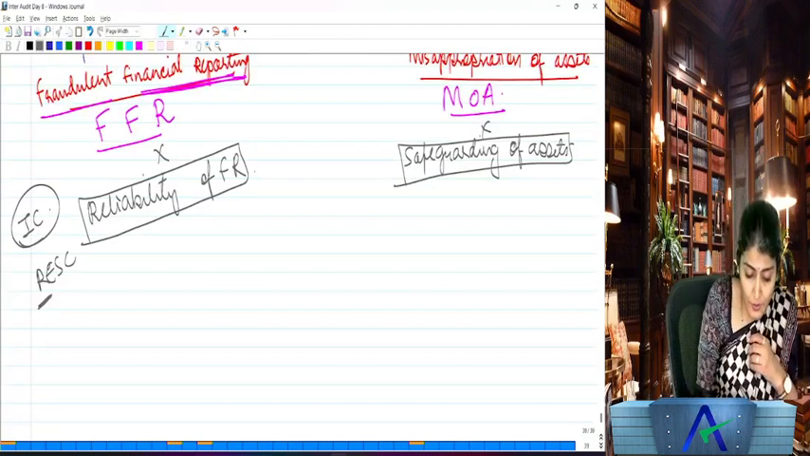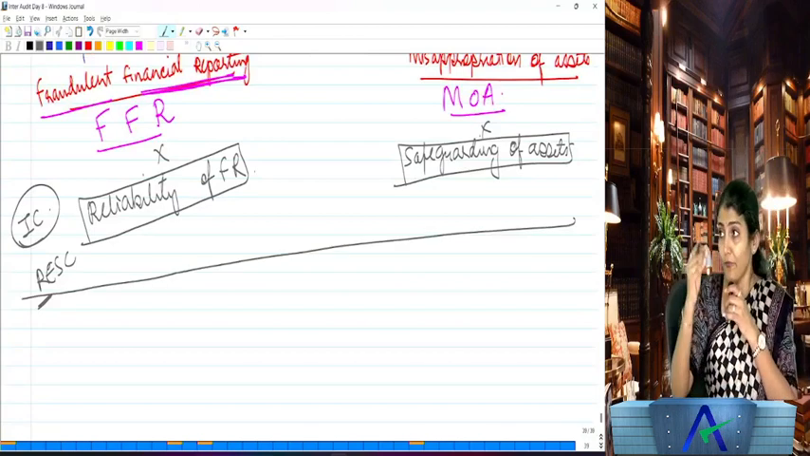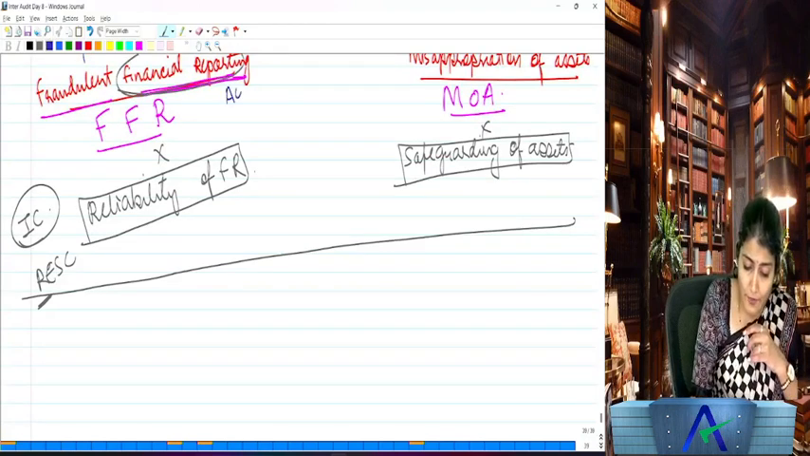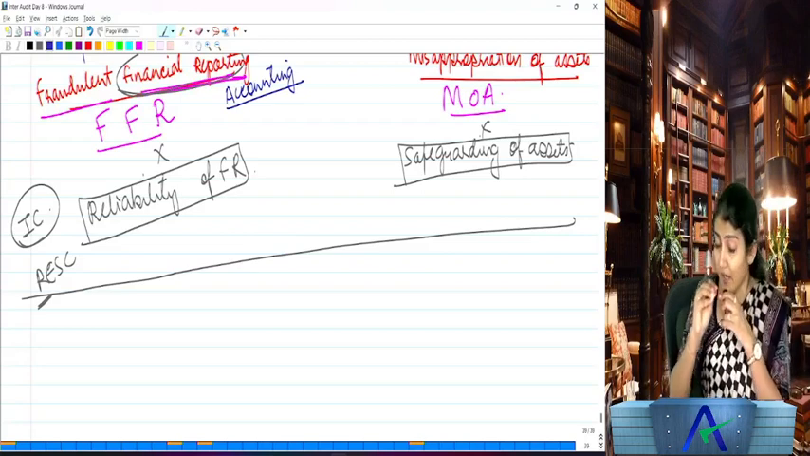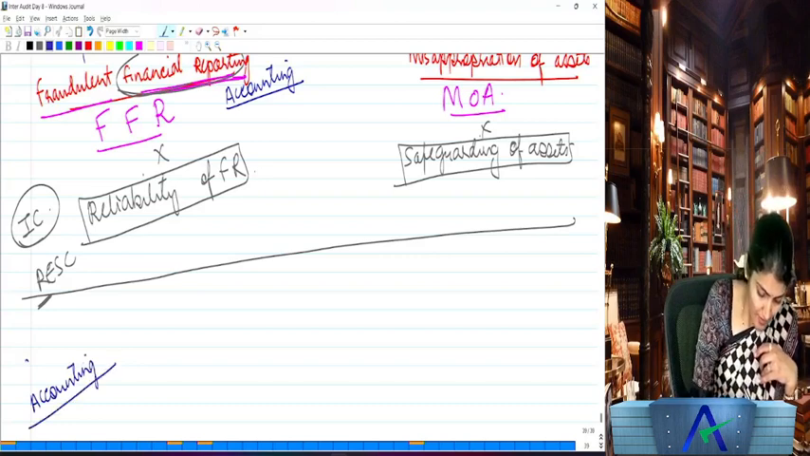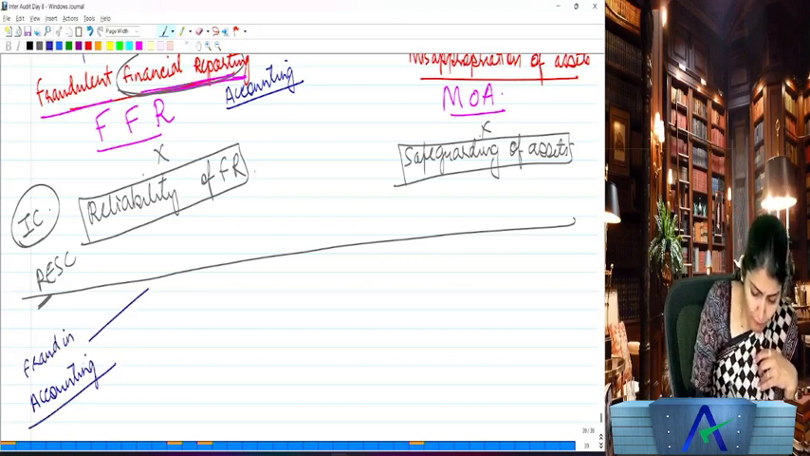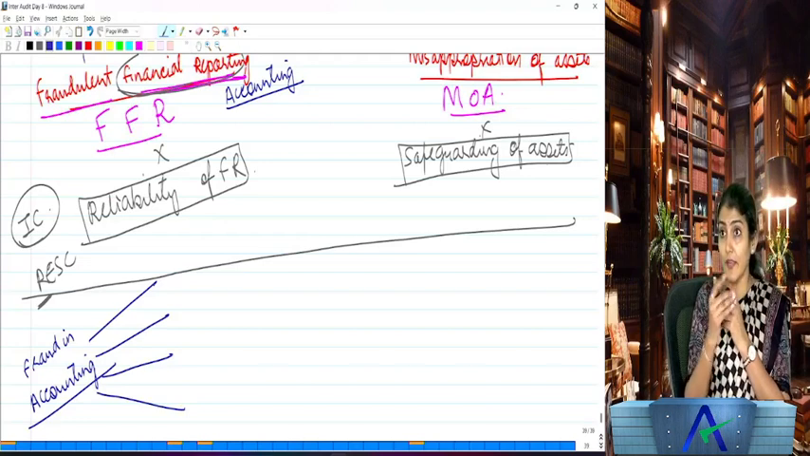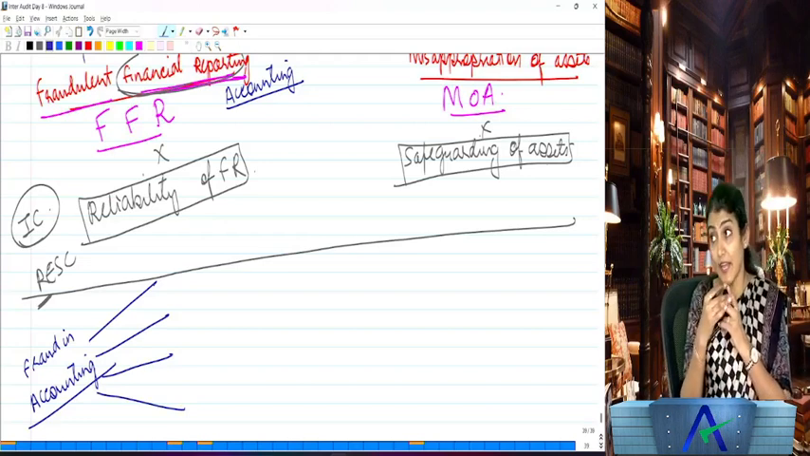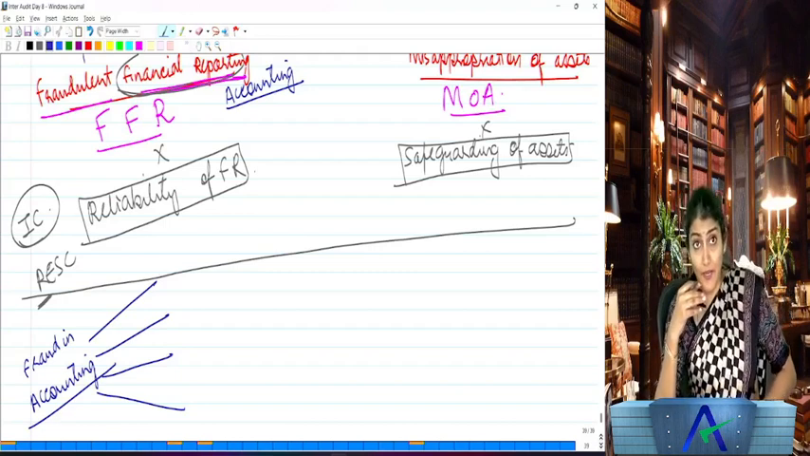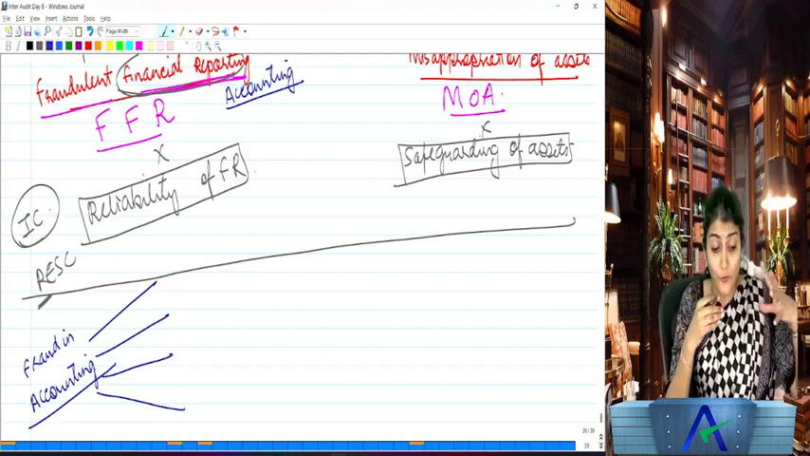Okay, right. Fraudulent financial reporting, FFR. Fraudulent financial reporting can also be called fraudulent accounting. Right, it could also be called fraudulent accounting. Now, how can a company do a fraud in accounting? How can a company do a fraud in the accounting? Okay, bogus entry. Charging assets to P&L, okay. Under recording of sales, fake sales invoices being recorded, over recording of sales. Okay, so which fraud am I talking about?